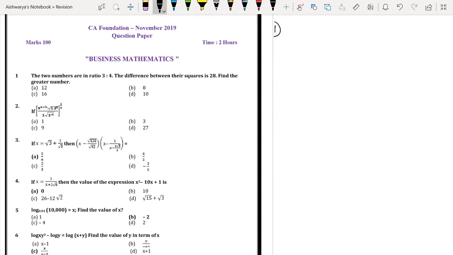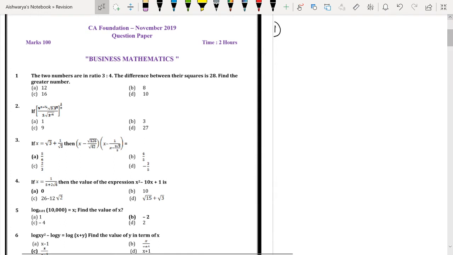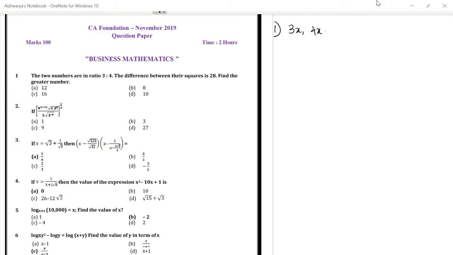So this first question. Two numbers are in the ratio 3:4. The difference between their squares is 28. Now find the greater number. So you can call this 3x, 4x, because whenever it is in ratio, we can always write it like this. In fact, even in that other question that I solved just now, instead of writing x by y is equal to 16 by 23, we could have written 16x, 23x. We could have used x also instead of having two variables. It would have been even simpler.